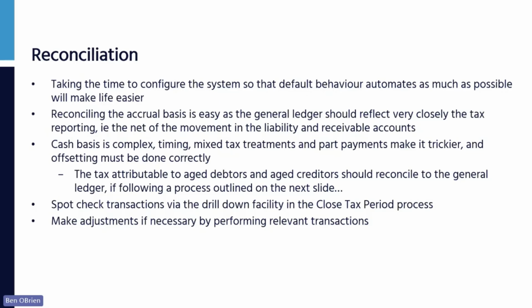Obviously, reconciling the accrual basis is a lot easier as well because there's not things like part payments and stuff like that in different tax periods that you need to worry about. And so it is a lot easier to reconcile the accrual basis. The cash basis is quite complex, and things like the part payments and mixed tax treatments make it even more so. And offsetting is vitally important. So if you've forgotten to do your offsetting, you may not get items reported. So make sure that things are offset accordingly.